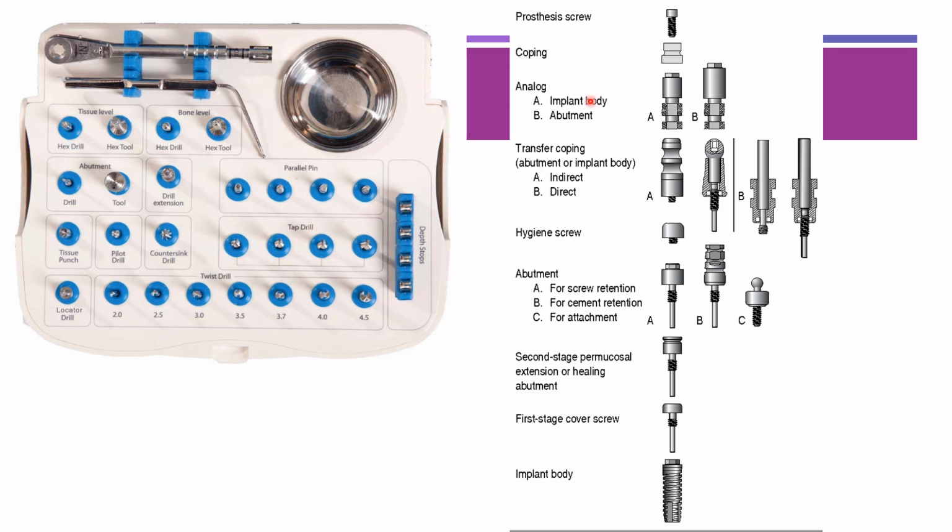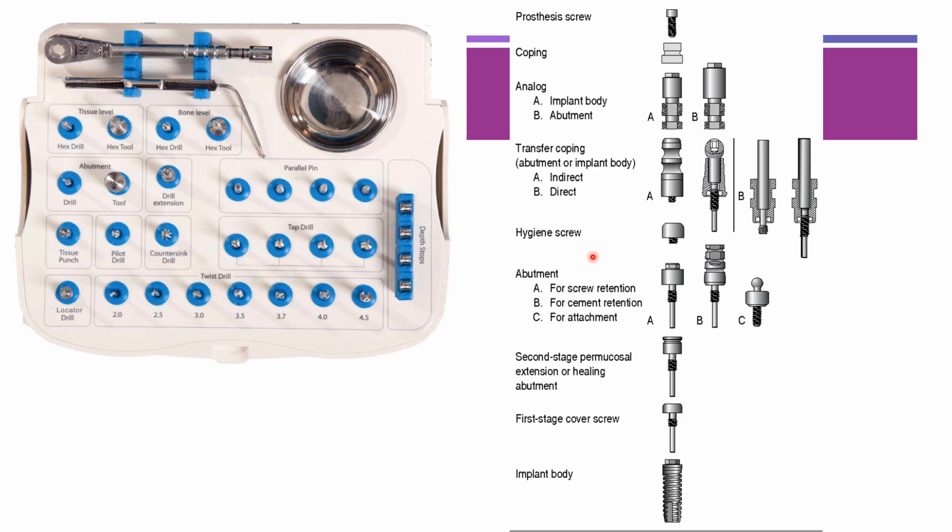Coming to the prosthesis, the screw is there for retaining the abutments, and we have the coping. This is a thin covering to the implant abutment and serves as the connection between implant and prosthesis. We have the analog, used in the fabrication of the master cast to replicate the retention portion of the implant or abutment. Then we have the transfer coping, used to position an analog in an impression. It can be direct or indirect.